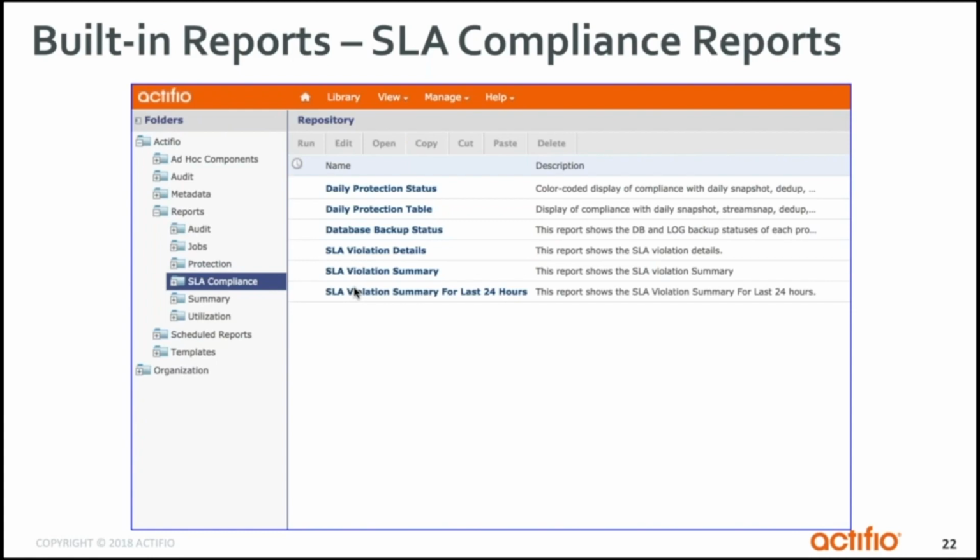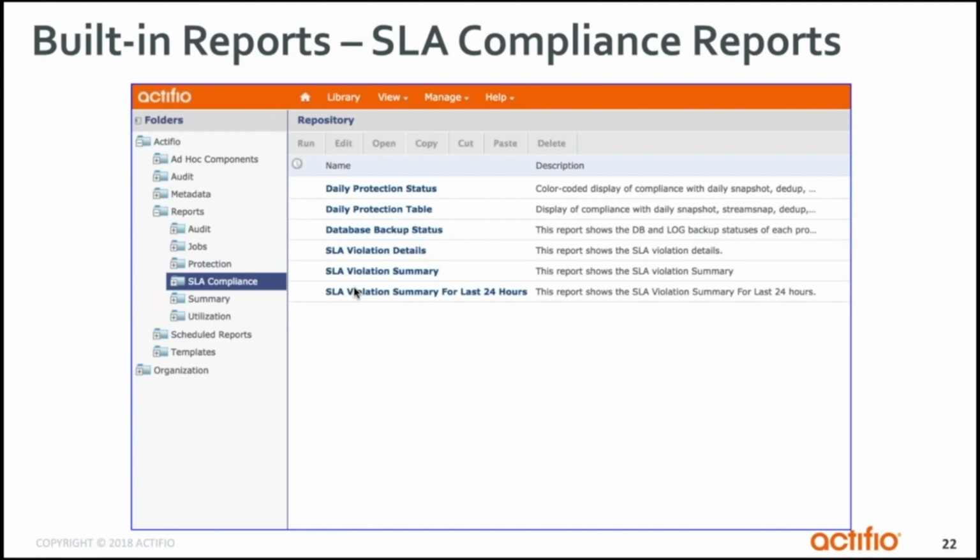I probably use that one among the most, along with the violation summary screens. The table is exactly the same information. It's just in a table form instead of a graphical form. Restorable images is going to tell us all of the images that can be restored. SLA violation details, as I said, is going to show us the information about the compliance, a historical performance on a daily basis. The violation summary is that summary.